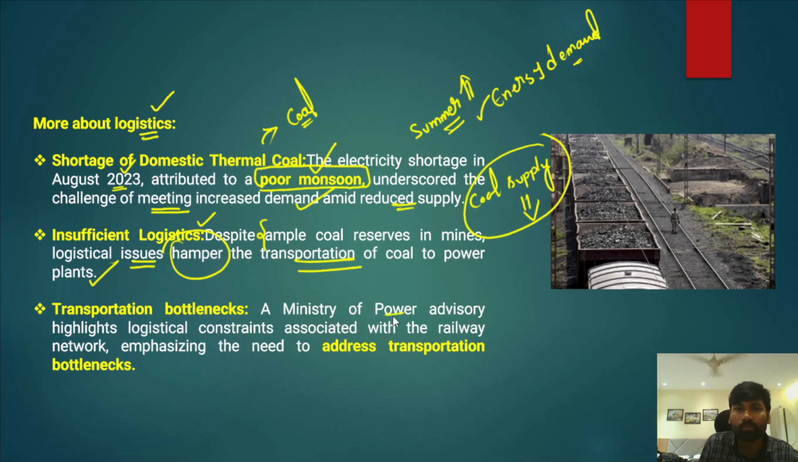In fact, the Ministry of Power has provided an advisory. The Ministry of Power advisory has been emphasizing certain logistical constraints associated with the railway network, and has emphasized the need to address transportation bottlenecks. It is true that railway rakes are not available to transport the coal from coal mines to the thermal power plants, and thermal power plants require a lot of coal to produce electricity. Therefore, in this context we should also look into the supply side bottlenecks, particularly the transportation bottlenecks. That is how we can supply adequate coal to these thermal power plants, and that will help to meet the increased energy demand.